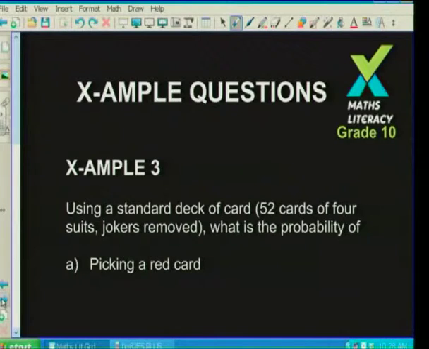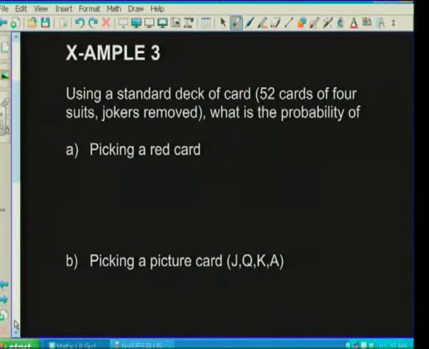So we've got example 3 coming up. And now we're going to work with a standard pack of cards. Again, the questions in your exams will often like to use things like cards, so you need to be familiar with the card pack. Now, let's quickly run through what is in a pack of cards.